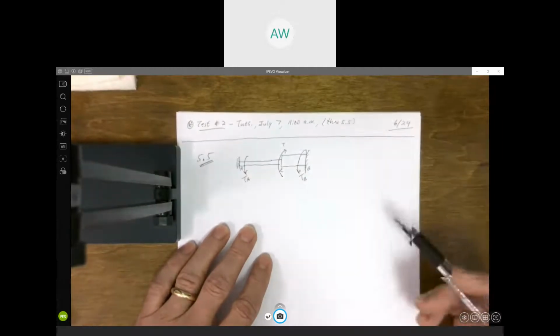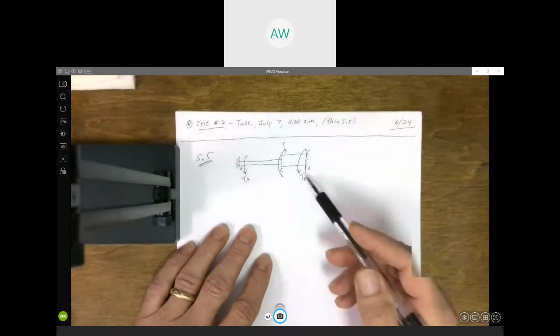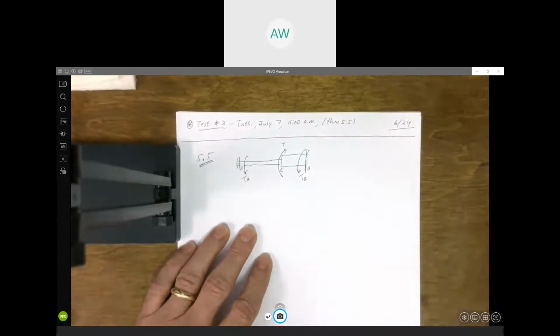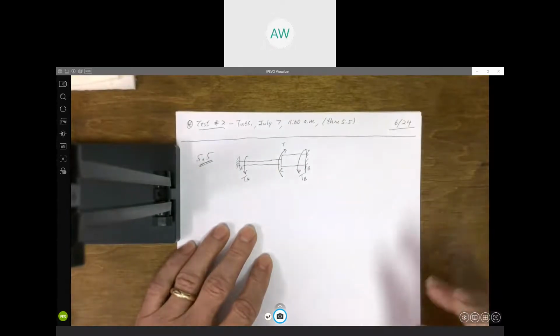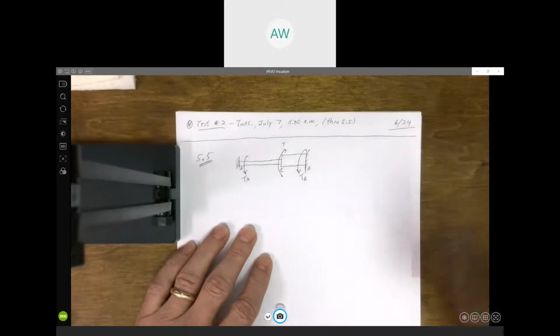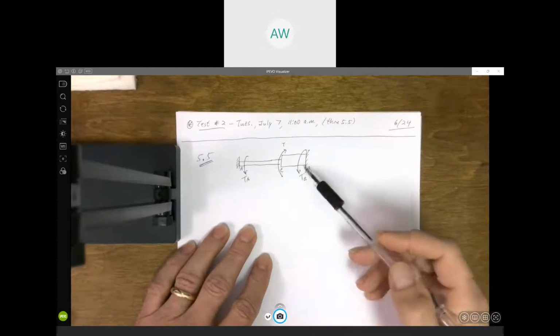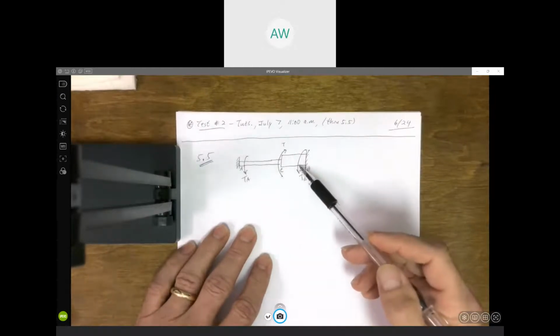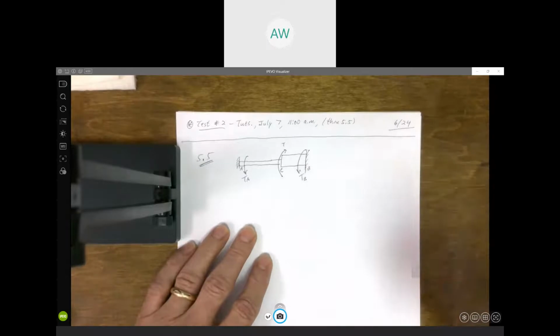We can't just say, well, this is going to be half and this is going to be half. That would only be true if it was perfectly symmetric. But we want to look just in general, how do we determine, if it's not perfectly symmetric, how much torque is in this part of the shaft and how much torque is in the other part of the shaft. And we talked about it's going to require both equilibrium and what we know about deformation.